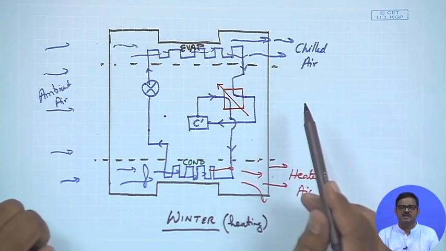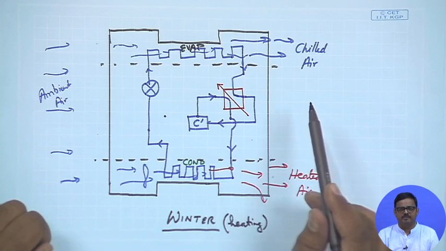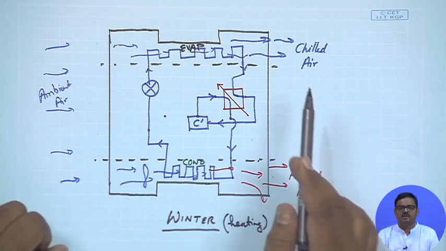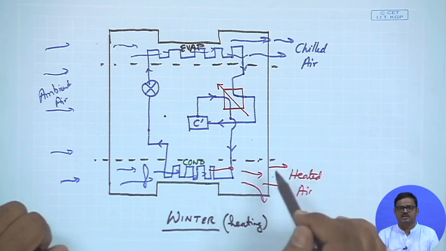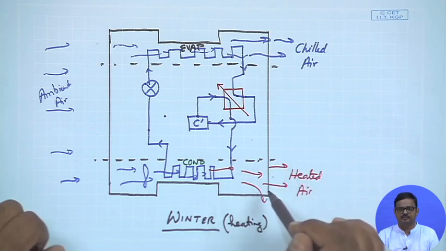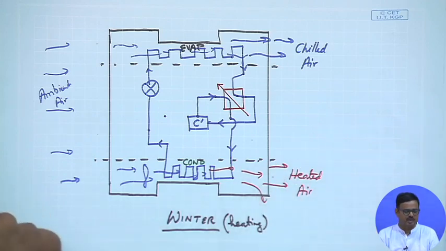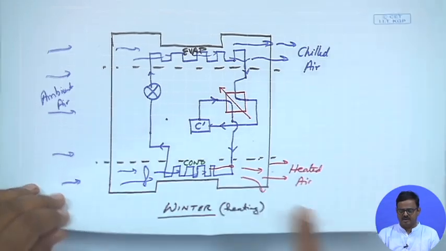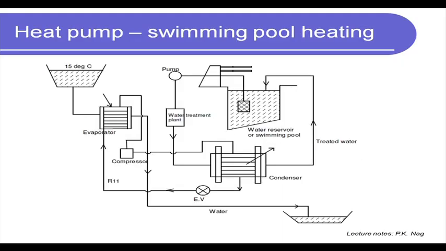And we will see one example later, where we will have an application in which the chilled air and heated air in such a unit can be used simultaneously. So this is where we stopped in the last lecture. Quick recap, and then we will move on to one more such application. This one is an example of a water-water heat pump.